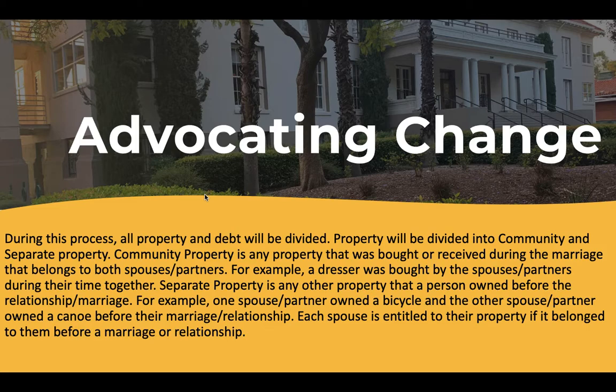Property will be divided into community and separate property. Community property is any property that was bought or received during the marriage that belongs to both spouses. For example, a dresser that was bought by the spouses during their time together. Separate property is any other property that a person owned before the relationship or marriage. For example, if one spouse owned a bicycle and the other spouse owned a canoe before their marriage or relationship. Each spouse is entitled to the property if it belonged to them before a marriage or relationship.